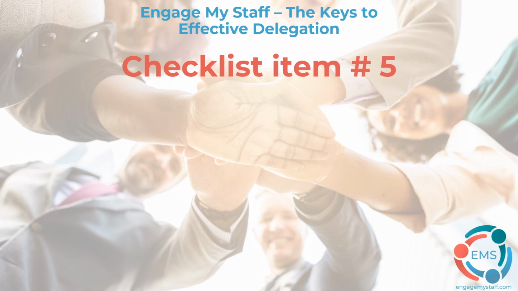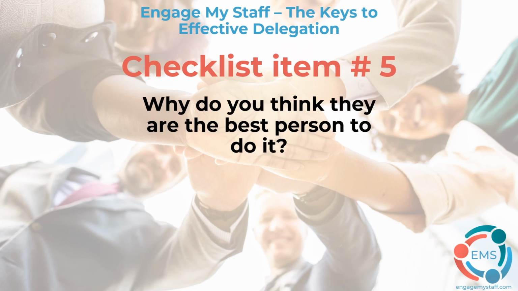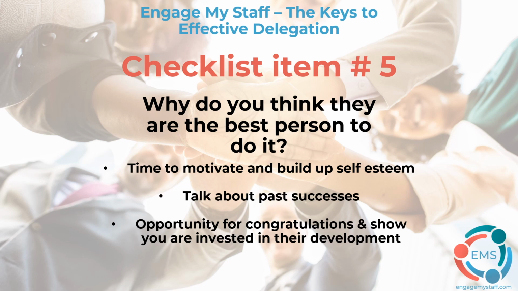Checklist item number 5. Why do you think they are the best person to do it? Now, you need to give the staff member some motivation and build up their self-esteem by telling them why they were the one you picked. Use language like, well, I've noticed you did a fantastic job on that regional project last month. You've got the right training and background. It's a great opportunity for you to shine. So again, this is an opportunity to congratulate them on work well done and show that you are invested in their development. The key is to write it down so you remember it in your meeting later.